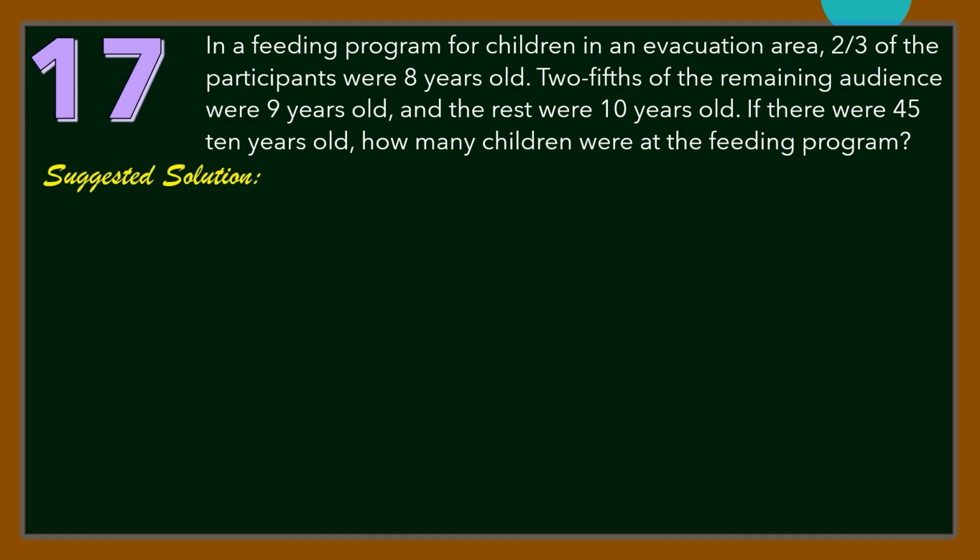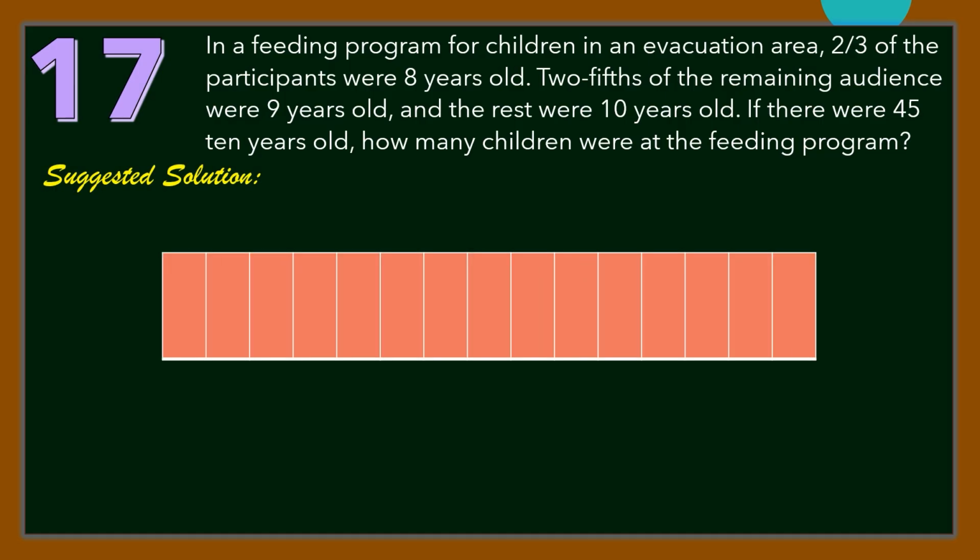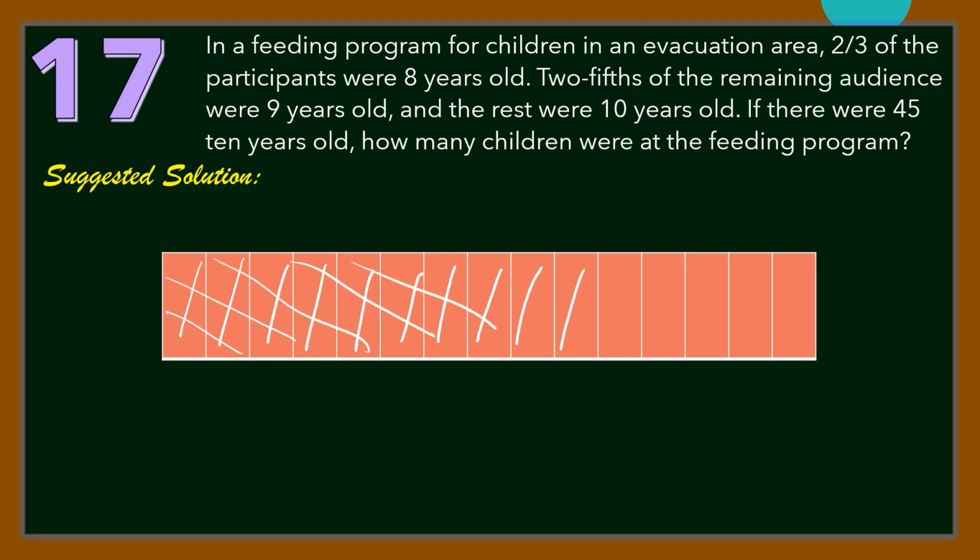For our solution, let us show a block representing all the children who participated in the feeding program. Two-thirds of these participants were 8 years old. Since we have 15 parts of this block, then two-thirds of 15 is 10. Therefore, we're going to shade 10 of these. 1, 2, 3, 4, 5, 6, 7, 8, 9, 10. All of these are 8 years old children.